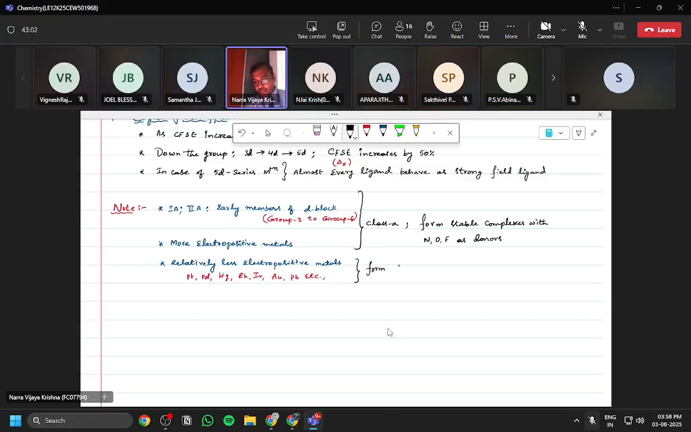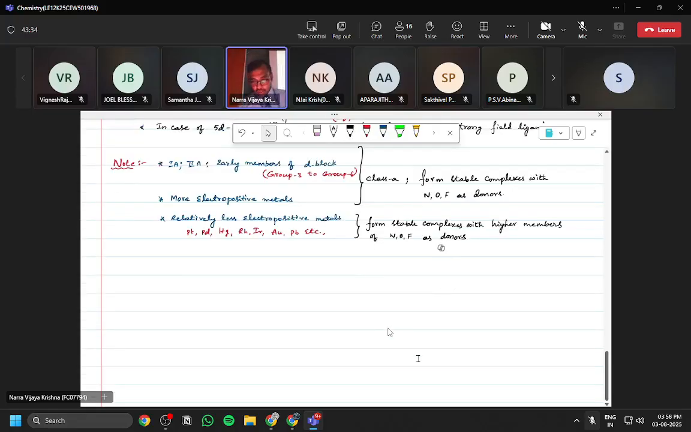They will form stable complexes with heavier p block elements. Stable complexes with, can I say, higher members of nitrogen, oxygen, fluorine as donors. Okay, will you understand? Right? Next, another note.